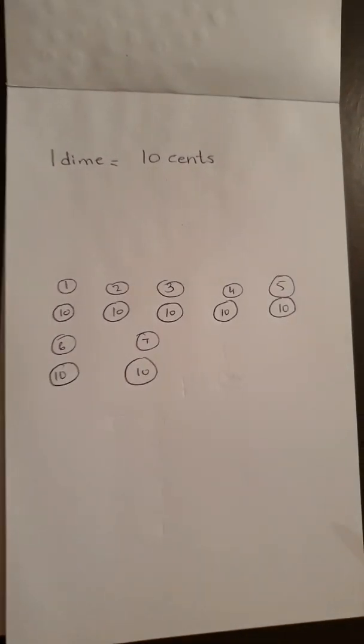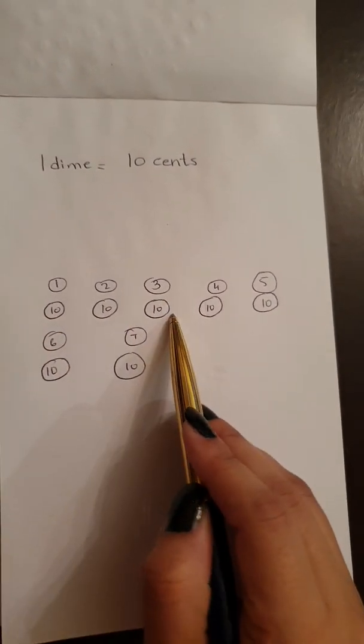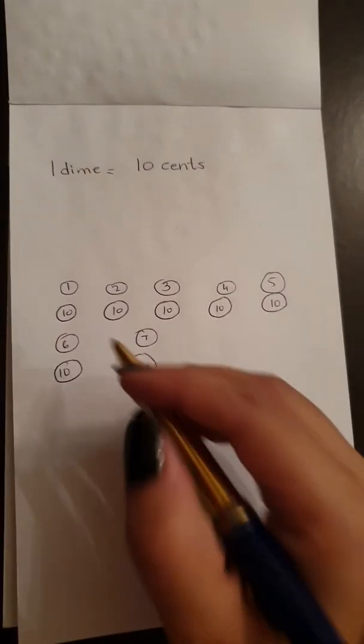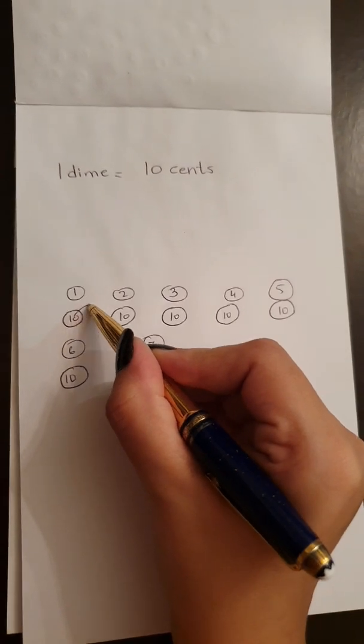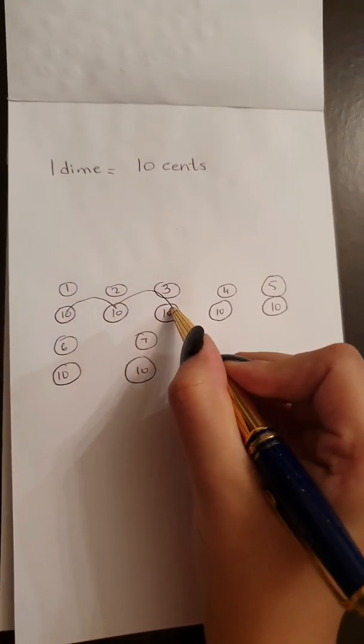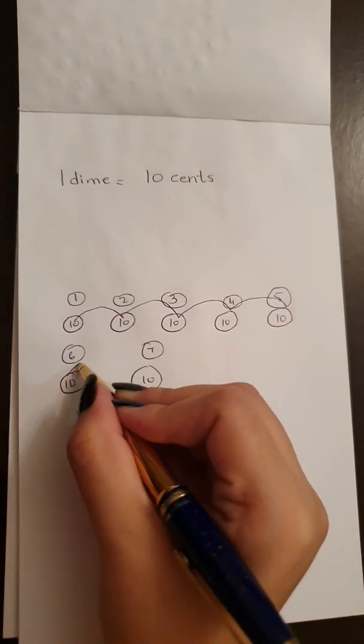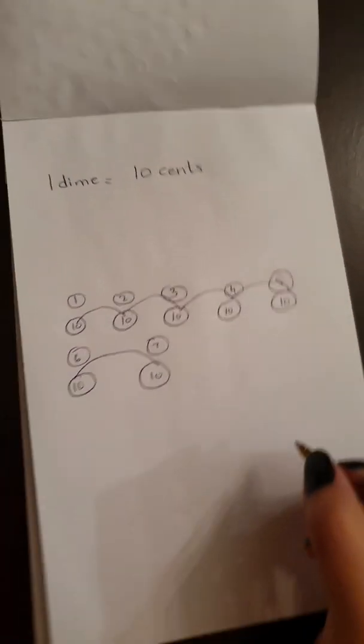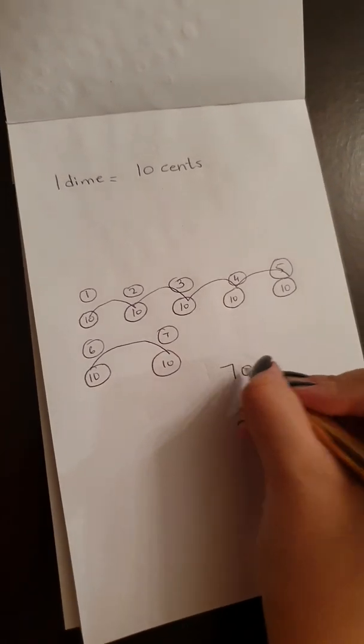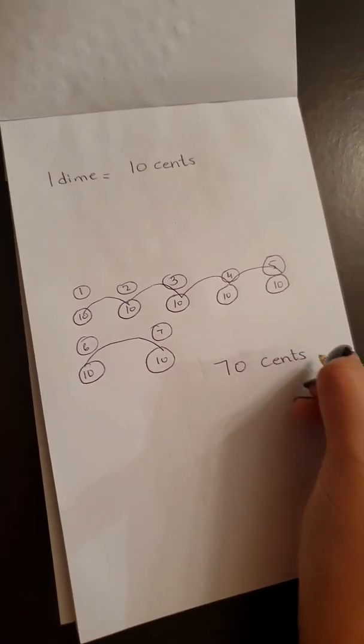And what do we have to do now? We have to skip count by 10 to figure out how many cents did Susie have all together. So let's see. 10, 20, 30, 40, 50, 60 and 70. So Susie had 70 cents all together.